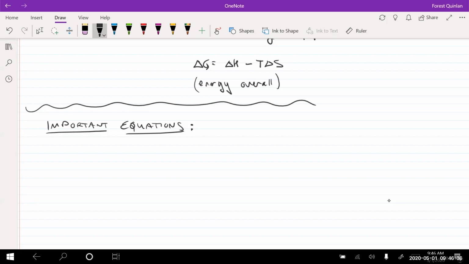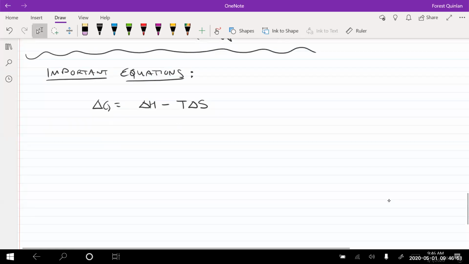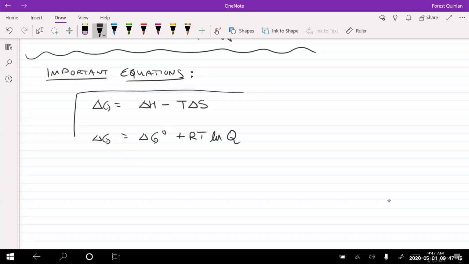Important equations. Delta G is equal to delta H minus T delta S. The higher that temperature, the more the entropy is going to contribute or not contribute to what we want to do. And delta G is equal to delta G naught plus RT natural log of Q. These are two equations that we're going to be using a lot.